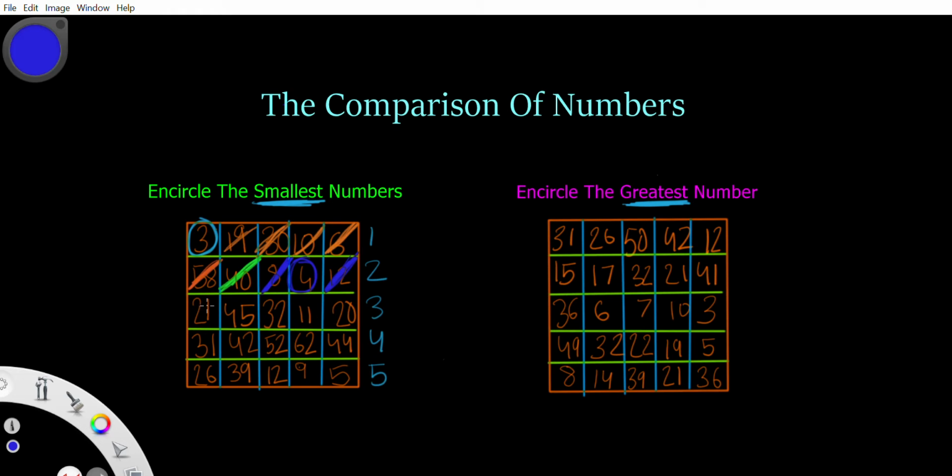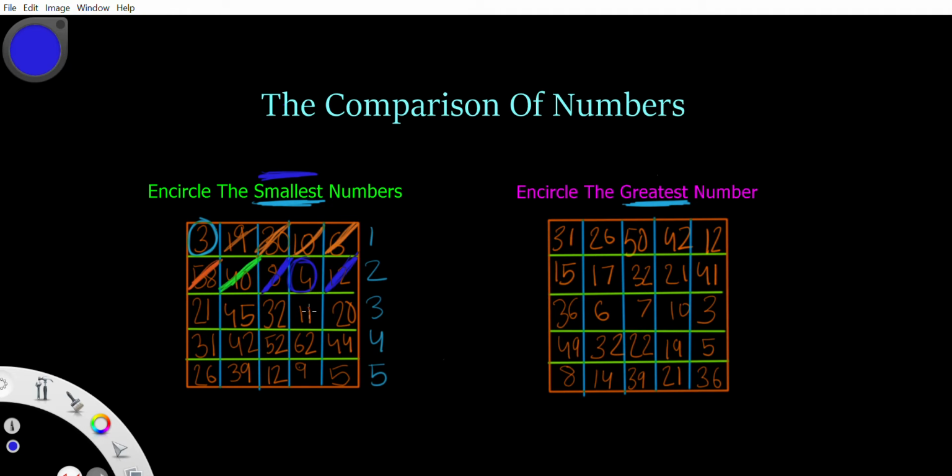Let's get straight into the third row. We know that 21 is smaller than 45. I'm sorry, remember, 21 is smaller than 45, and it's smaller than 32.